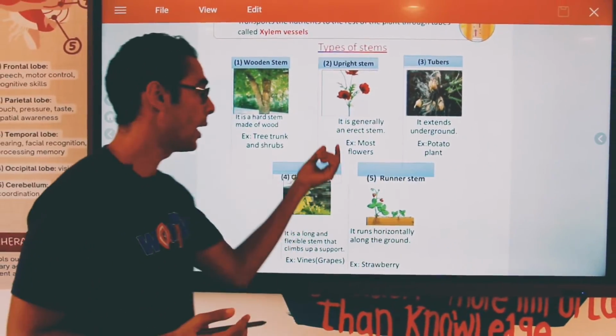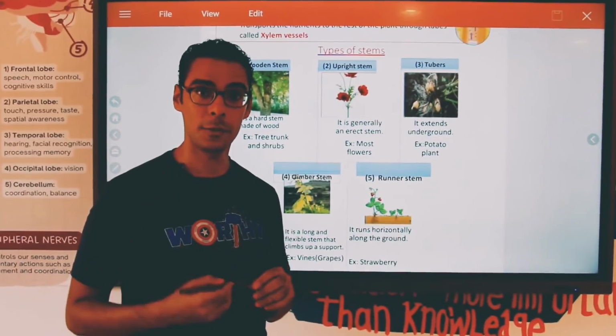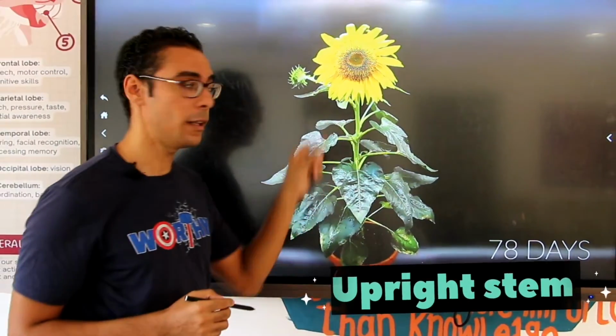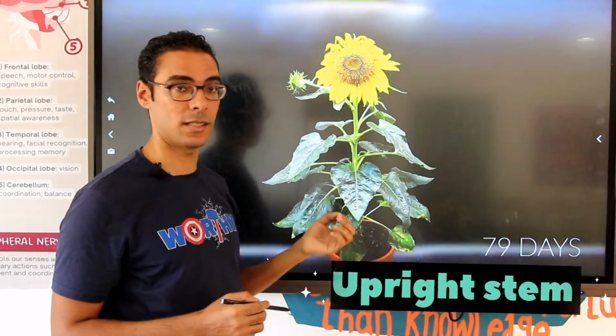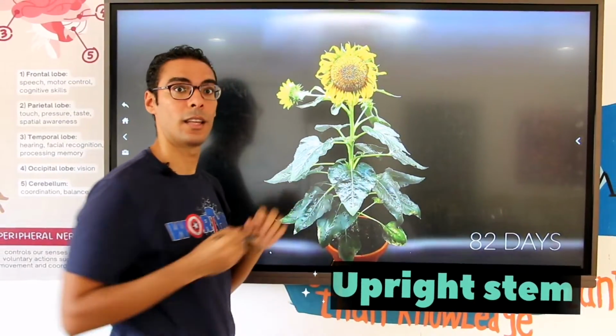Now it's time for the next one, which is going to be the upright stem. It's generally an erect stem and that is found in most flowers. Let's watch an example. This is one of the examples about the upright stem. The flower grows up at the top of this stem and the stem looks upright, looks erect like this.